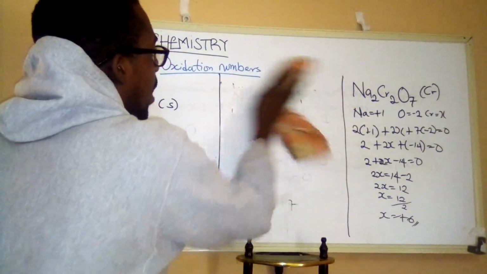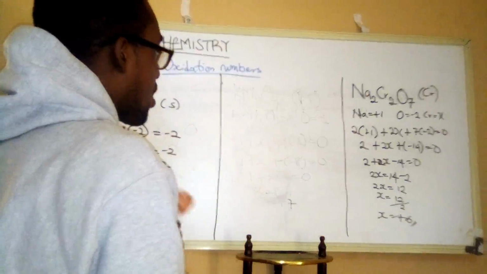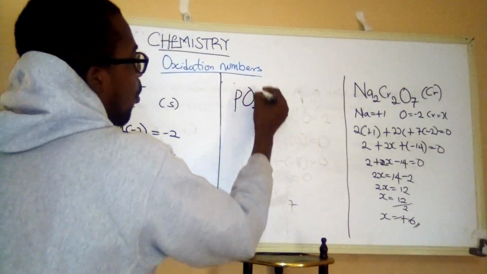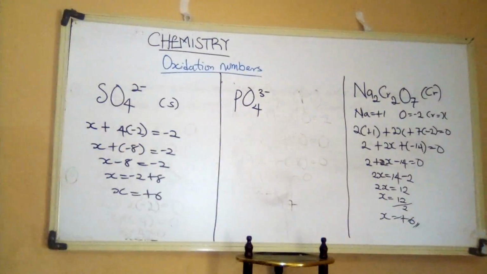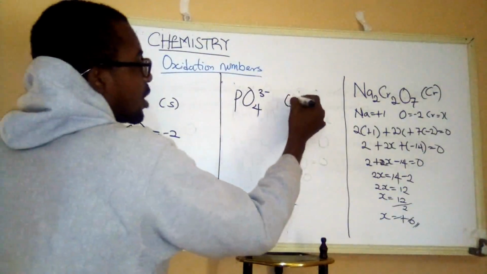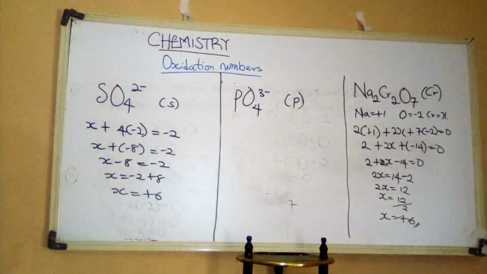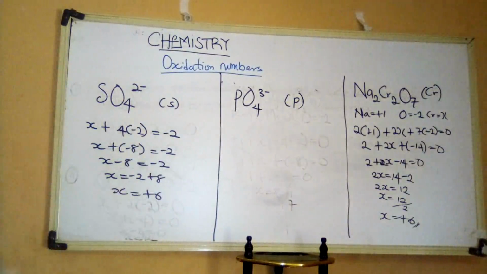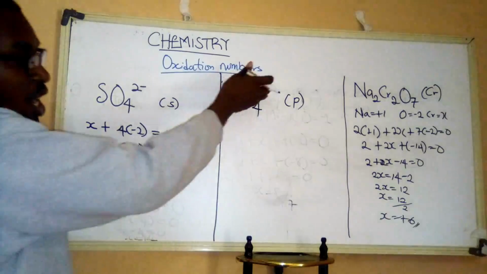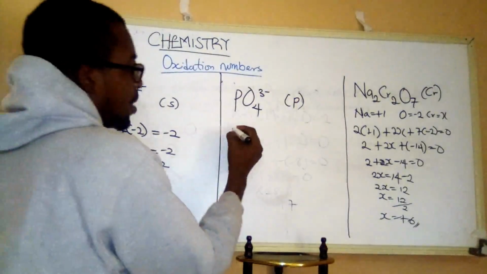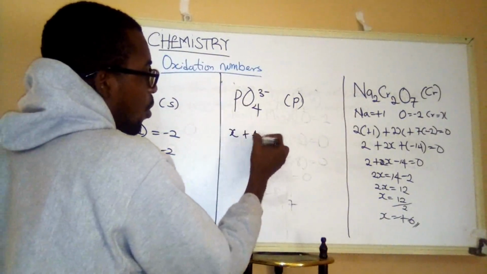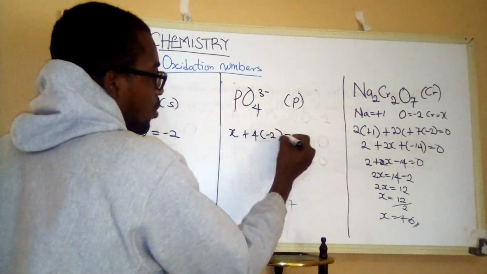Imagine that you have the phosphate ion, PO4 3-. Now, we are told to find the oxidation number of phosphorus here. Now, what do we need to do? Remember that if it is an ion, then the algebraic sum of the oxidation numbers should actually give us the overall charge. So that will be X for phosphorus plus 4 times -2 is equal to -3.